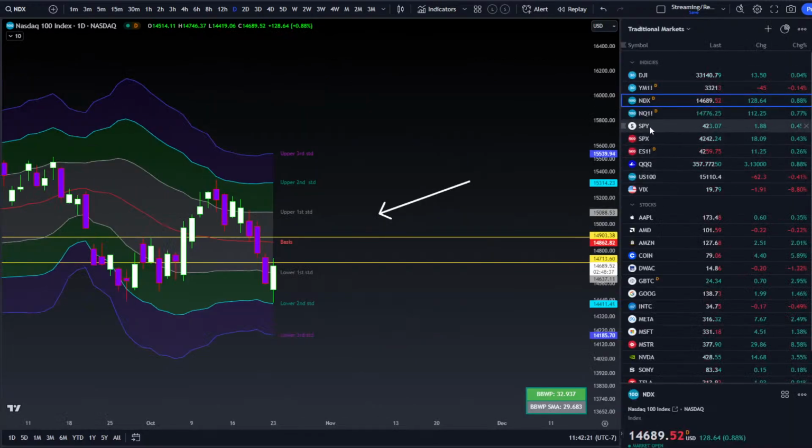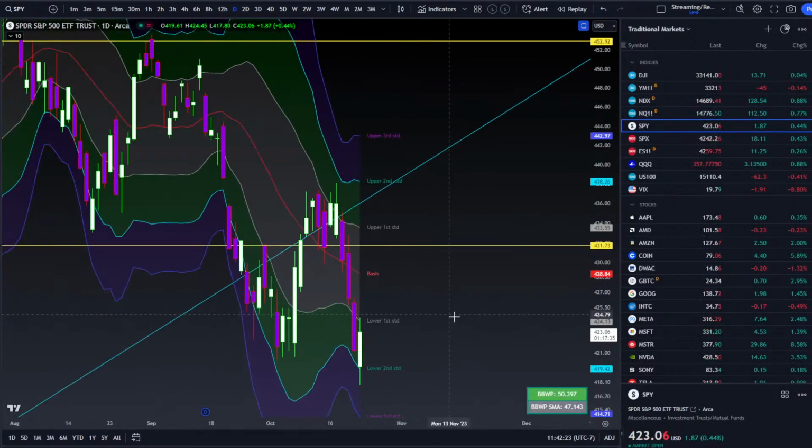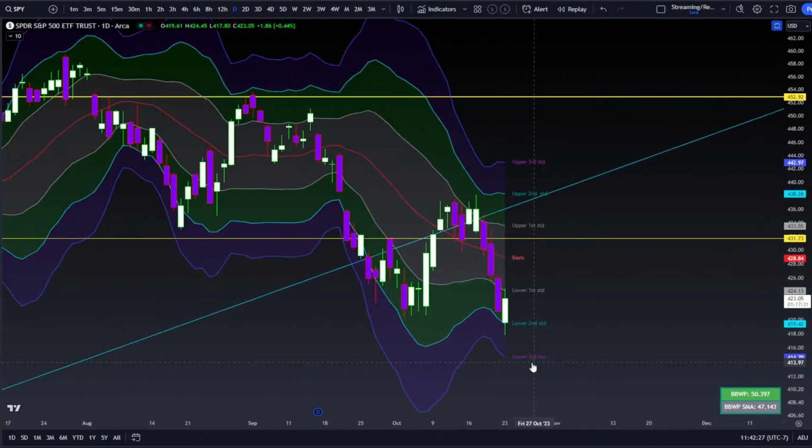When looking at SPY, we can see that it ran the low. Did it hit our 415 target? No, missed it.